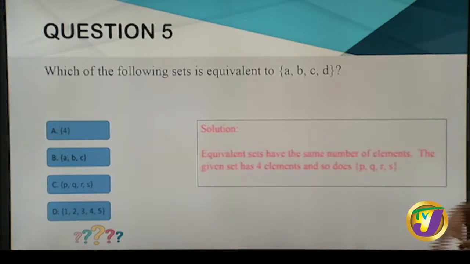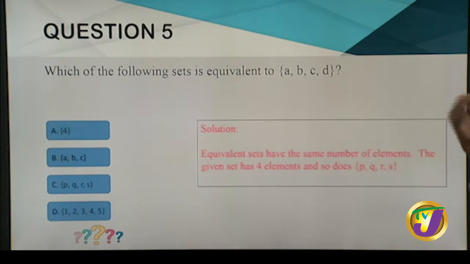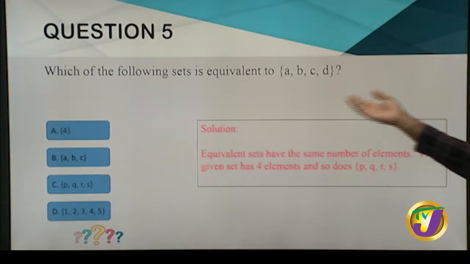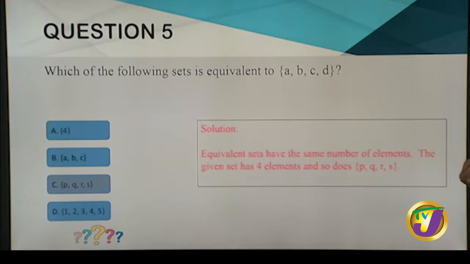And notice C, as I said before, equivalent sets have the same number of elements, but they don't have to look the same. In this set, we have A, B, C, D. However, in set C, there are P, Q, R, and S.